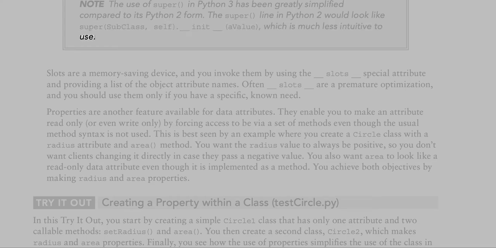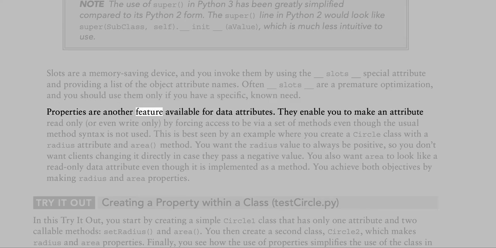intuitive to use. Slots are a memory saving device, and you invoke them by using the __slots__ special attribute and providing a list of the object attribute names. Often __slots__ are a premature optimization, and you should use them only if you have a specific need.